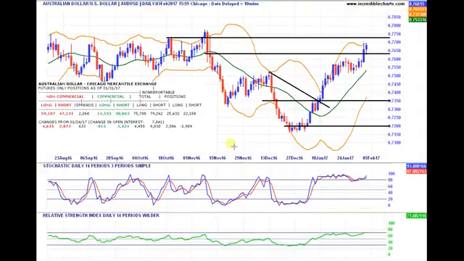I'm sure that they'll be adding in shorts on this rally. Obviously, the report is from last Tuesday, which is back here. Again, this blue candle here, non-commercials will probably be buying. So from our perspective, we're looking for a top.